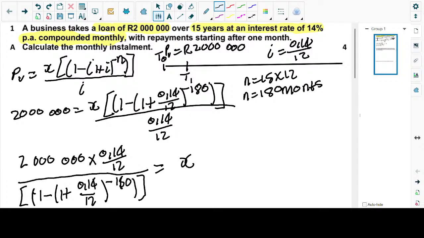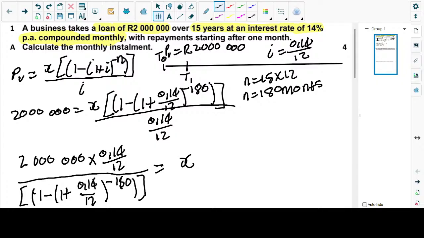Okay. We're going to have a fraction of 2 0 0 0, triple 0, multiplied by 0.14 all over 12. So if I understand you correctly, you said 2 million multiplied by 0.14 all over 12. So it's a fraction, that one. Yeah, it's a fraction. Okay, so you had a fraction. 0.14. All over 12.